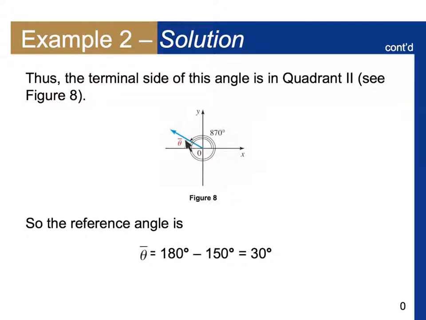Which means our theta bar is going to be 30 degrees. We take 180 minus 150, get 30 degrees, because if this is 150, then the theta bar has to be 30. Okay, so there's our reference angle theta bar.